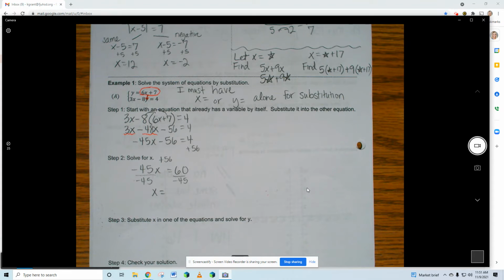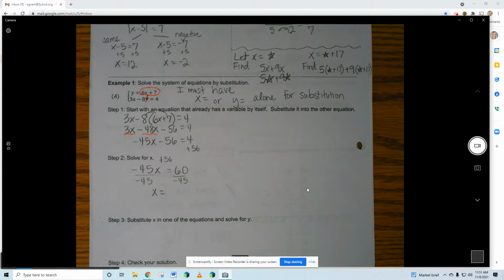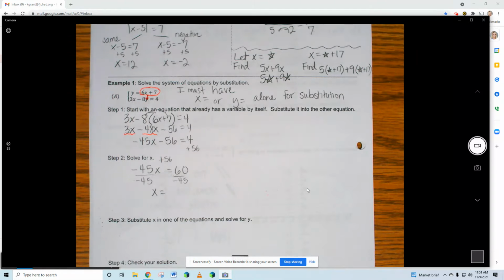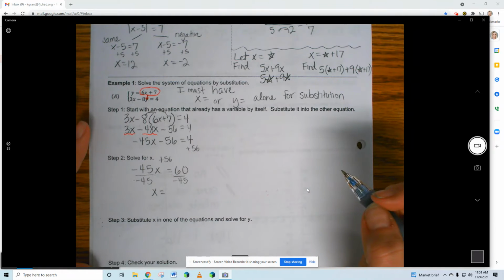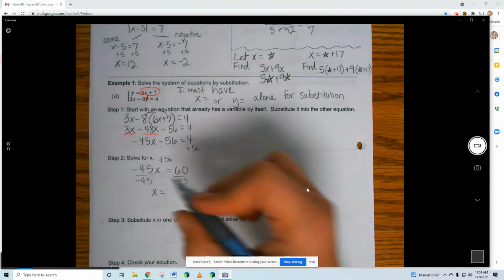Thank you. And 15 goes into both of those. What's my simplified fraction? What over what? 4/3.